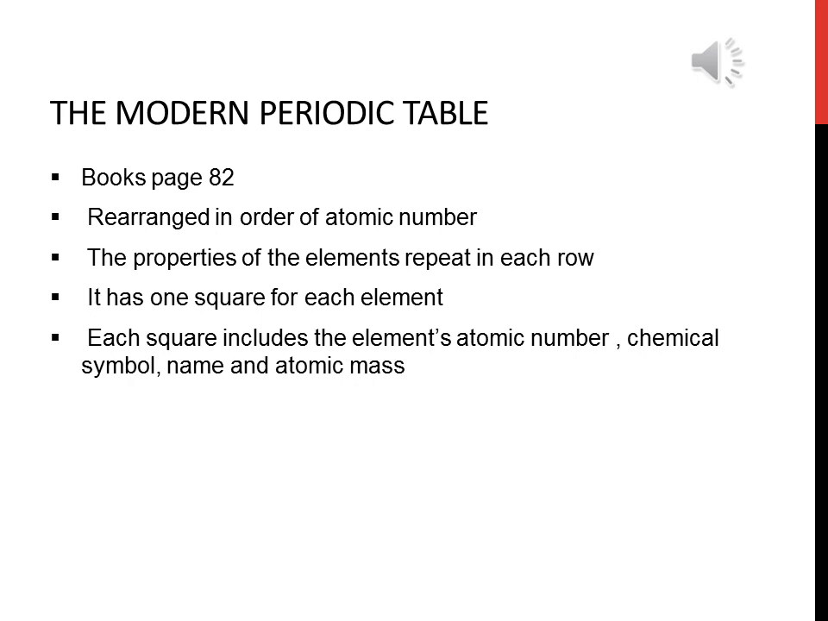First, the periodic table that we use today is rearranged in order of atomic number, which is the number of protons. And the properties of the elements repeat in each row. In the periodic table, there is one square for each element, and this square includes the element's atomic number, chemical symbol, name, and atomic mass.